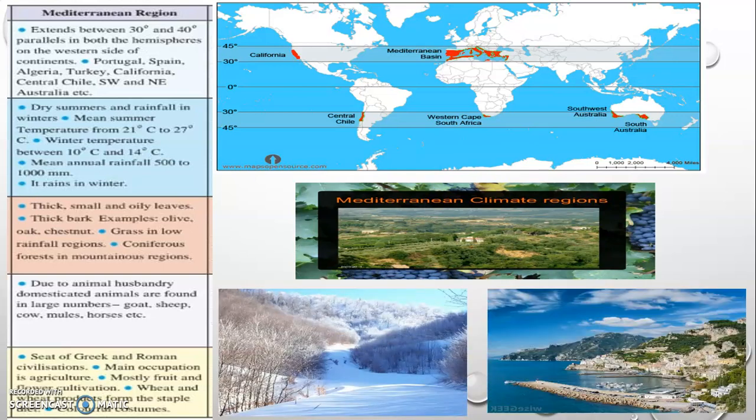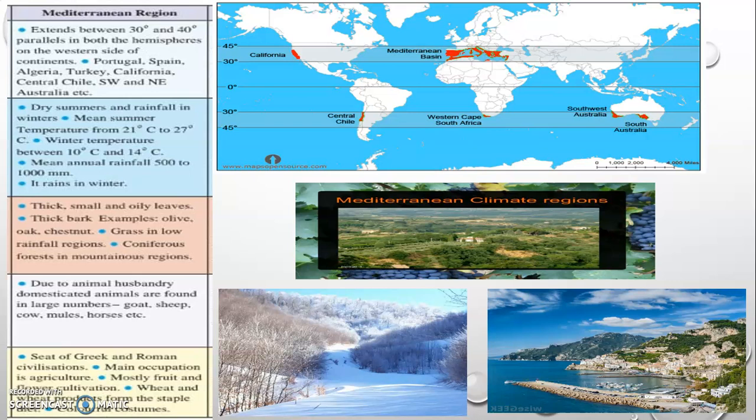Now see the climate of the Mediterranean region. Summer is also there, winter is also there. We have dry summers and there is rainfall in winter. The mean summer temperature rises from 21° to 27° Celsius. Winter temperature is between 10° and 14°. So there is snowfall in this region, a beautiful picture. And annual rainfall is from 500 to 1000 millimeter, less than the monsoon region.